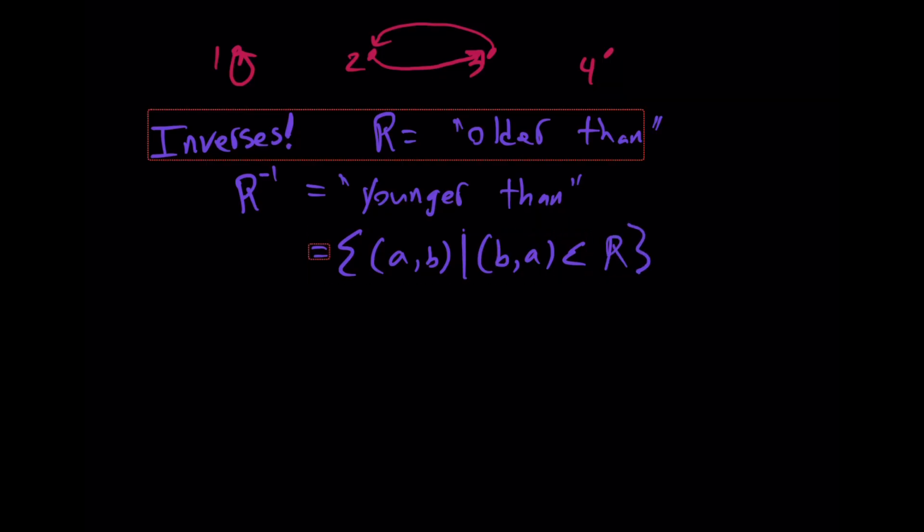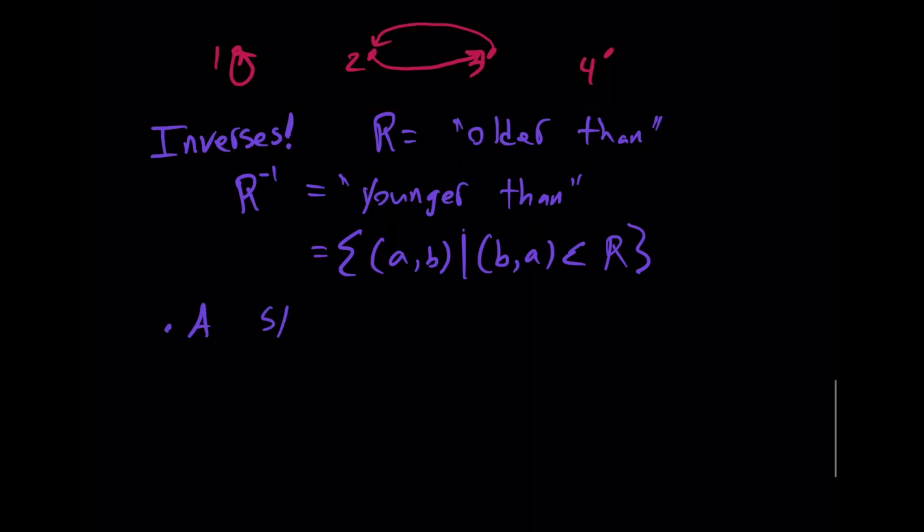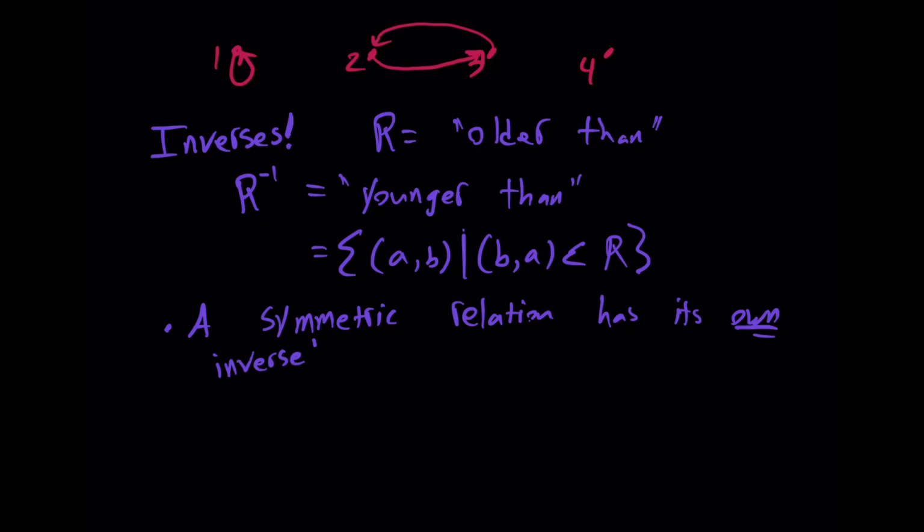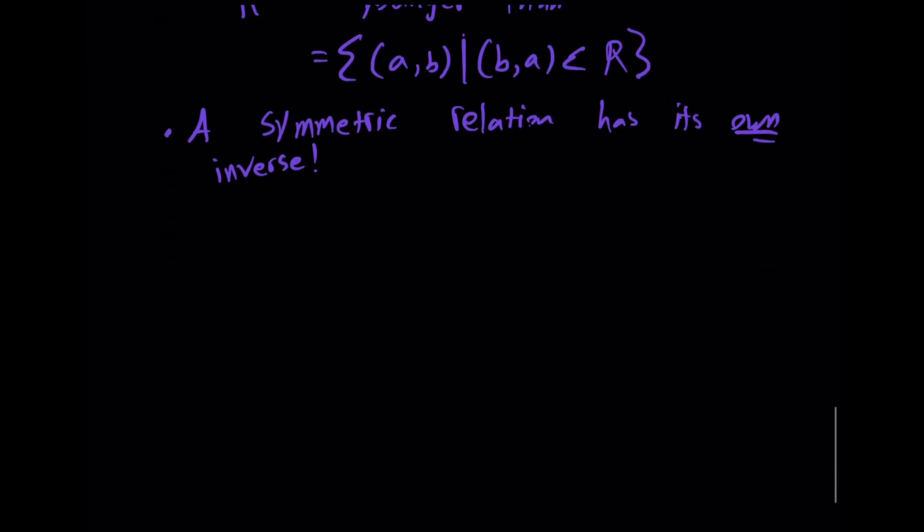We have an inverse. Note that when it comes to symmetric relations, a symmetric relation has its own inverse. So consider if x is married to y, then y is married to x. Well, the inverse would just be if y is married to x, then x is married to y.